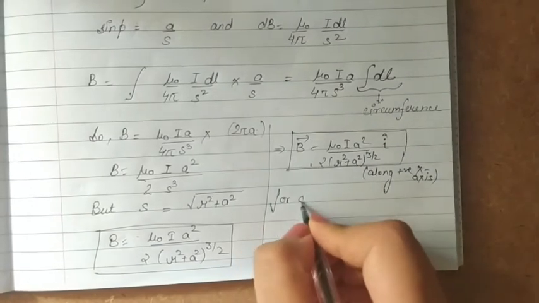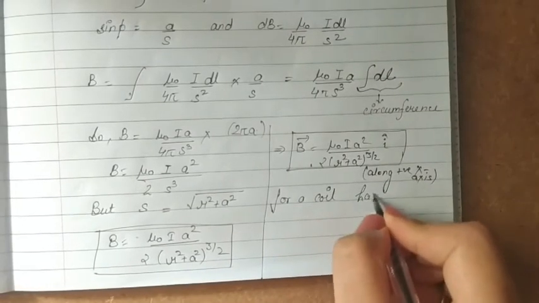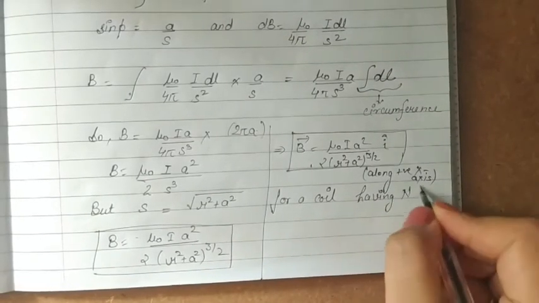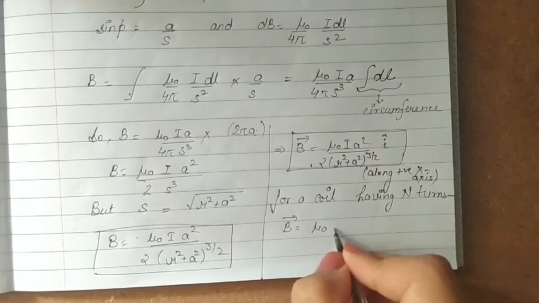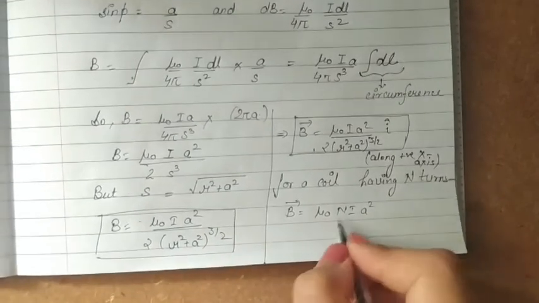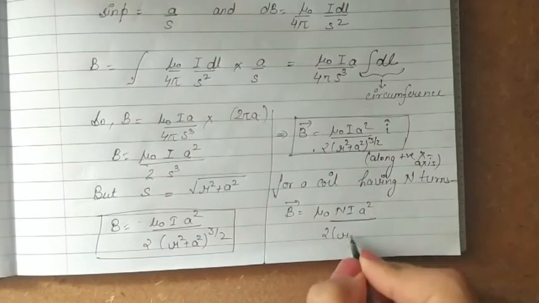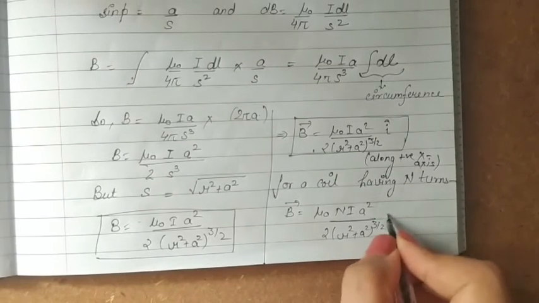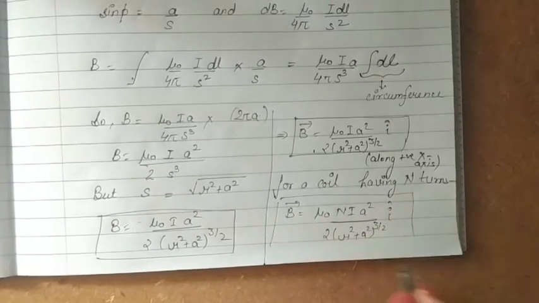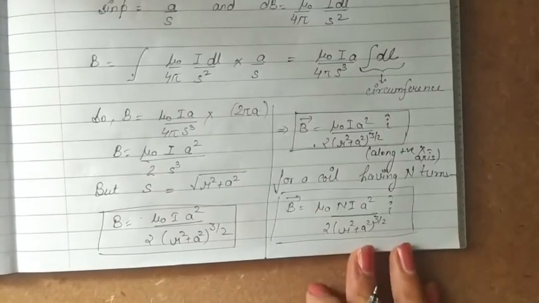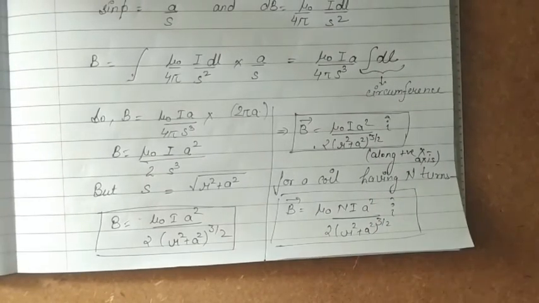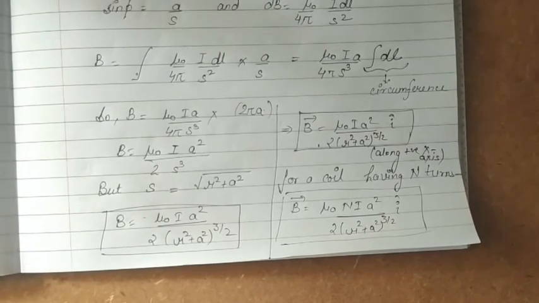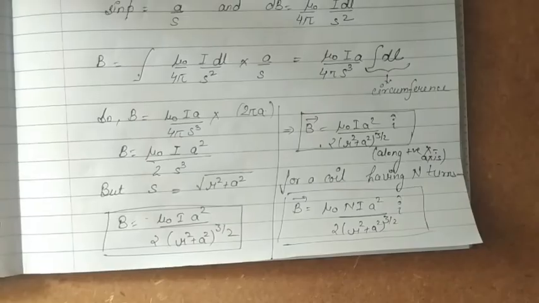So for a coil having n turns, we get B vector is equal to mu naught n I a square upon 2 (r square plus a square) raised to 3 by 2 i cap. So this is the value for a coil having n turns, and it will also be along the positive x-axis. Now there are some special cases also, so let's talk about these special cases. So let's move to case 1.